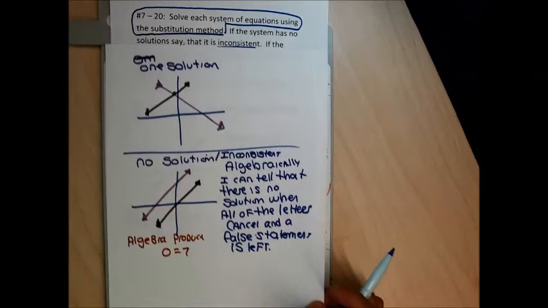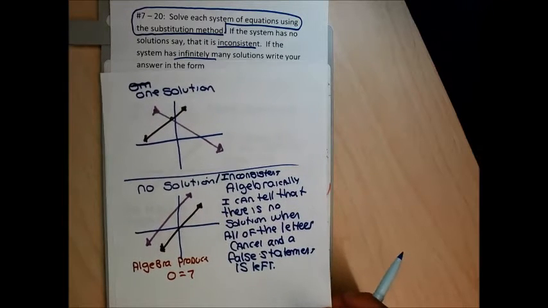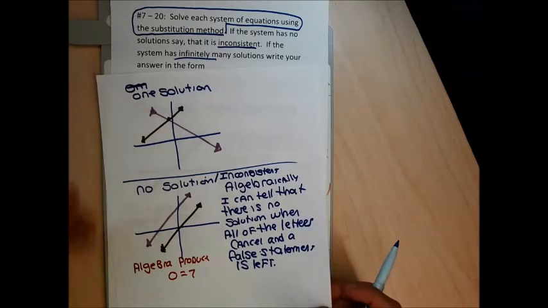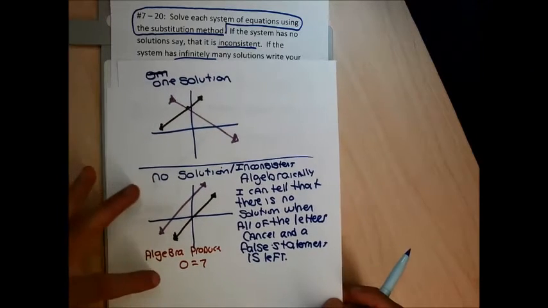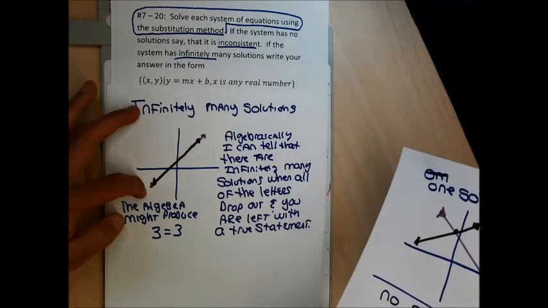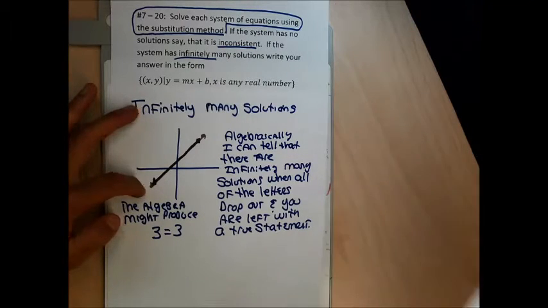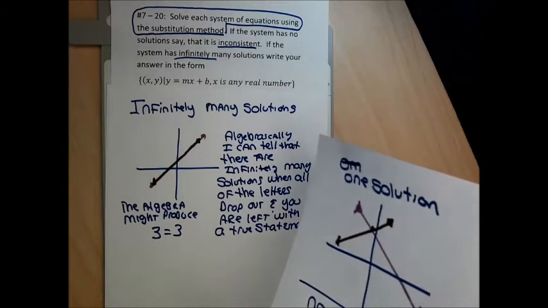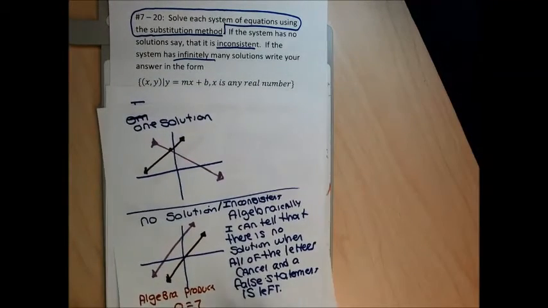Most of the problems that we're going to do between 7 and 20 are going to have one solution, and if the letters don't drop out, we're going to have one solution. If the letters drop out in the middle of the algebra, then it's either going to be inconsistent with no solution, or it's going to be infinitely many solutions. And then when there's infinitely many solutions, we have to write the answers in a fancy way. And I'll talk about that when it's more appropriate.